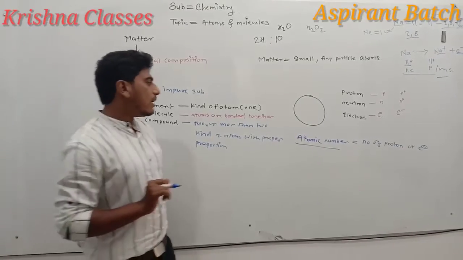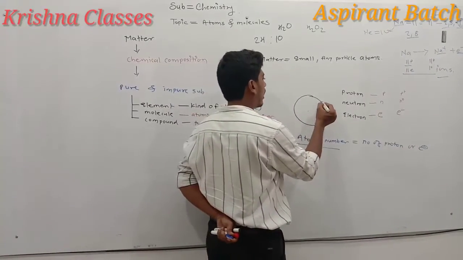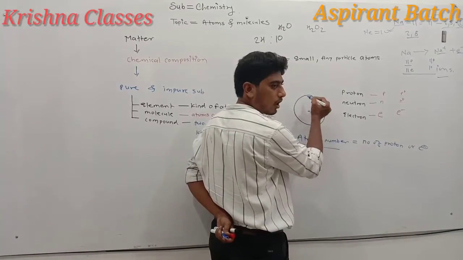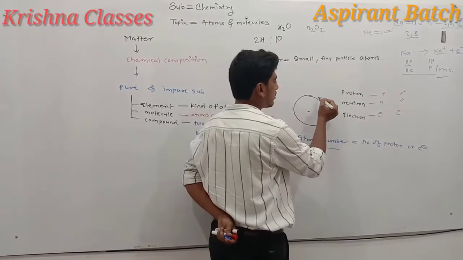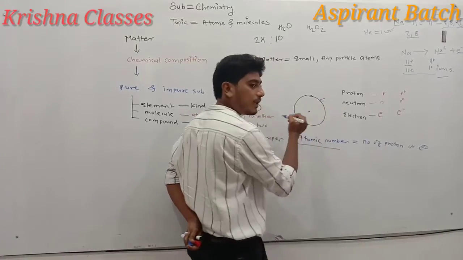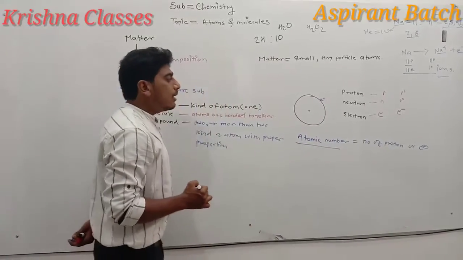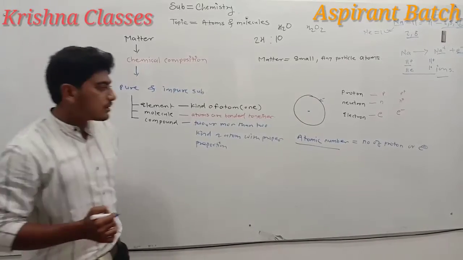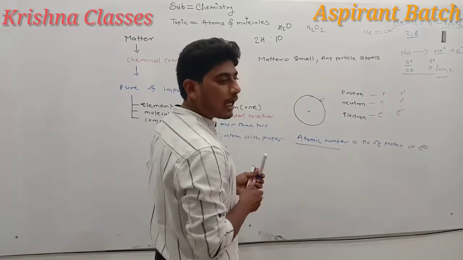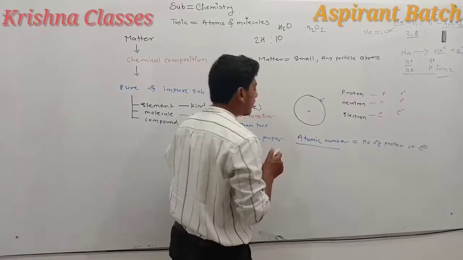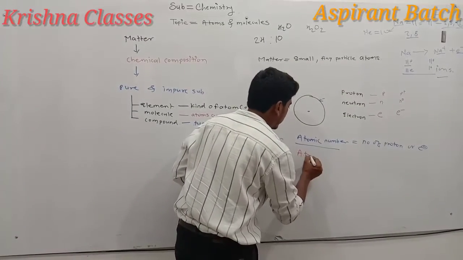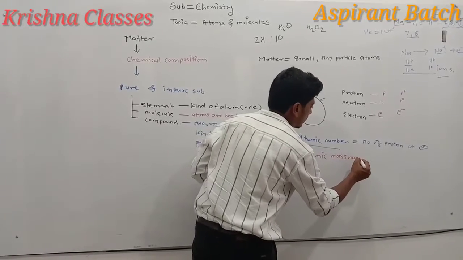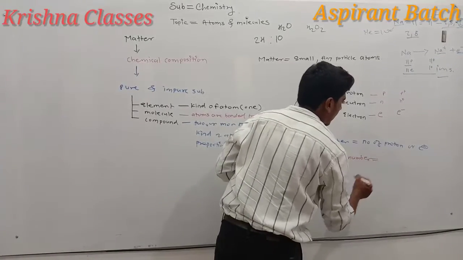And we know that electrons revolve around the nucleus in a circular orbit, in a specific orbit. Then after the atomic number, what is the atomic mass number? The second is the atomic mass number. What do you mean by atomic mass number?